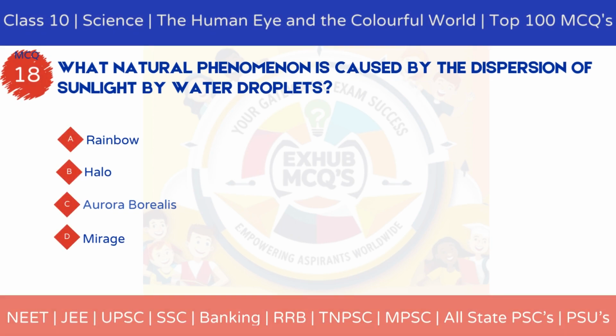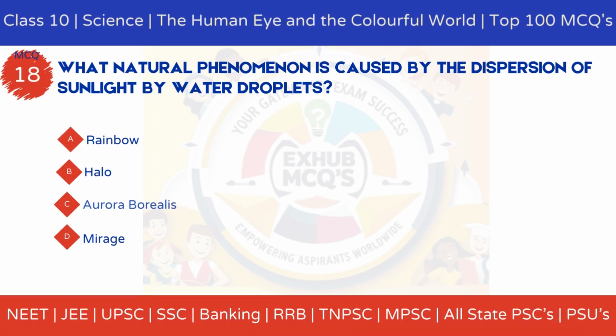MCQ 18. What natural phenomenon is caused by the dispersion of sunlight by water droplets? Option A, rainbow. Option B, halo. Option C, aurora borealis. Option D, mirage.